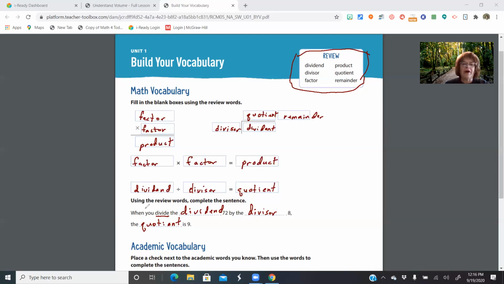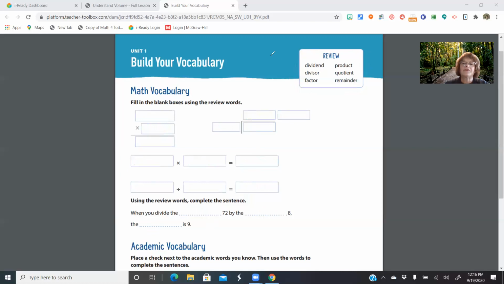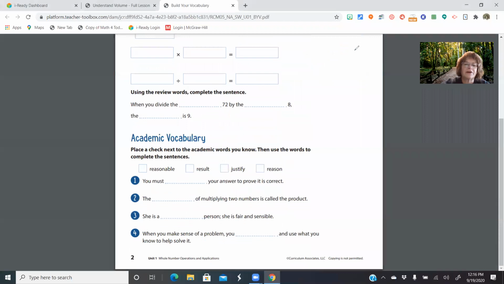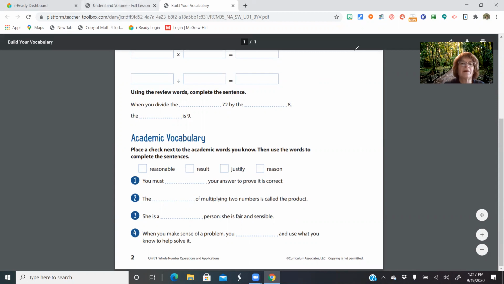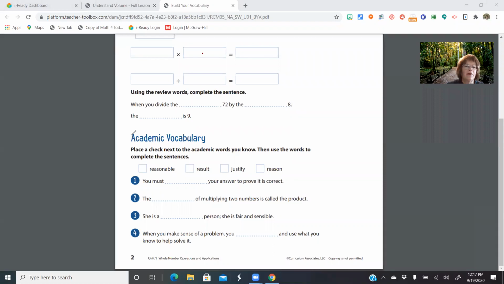Now, I'm going to have to erase this part so I can scroll down and do the next part. So I just want to warn you that all of my answers are going to go away here in a second. So I can scroll down to the next part, the academic vocabulary. So I'm going to come back up here. I'm going to get my pencil going again. And here we are now in the academic vocabulary.